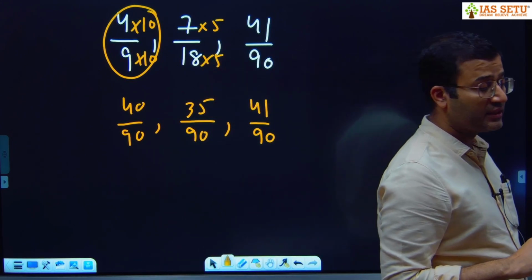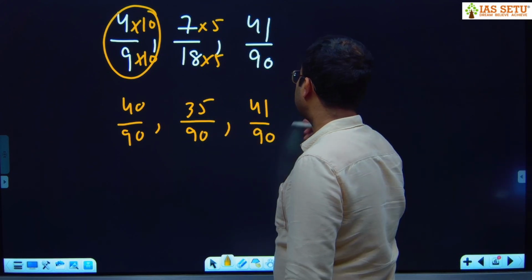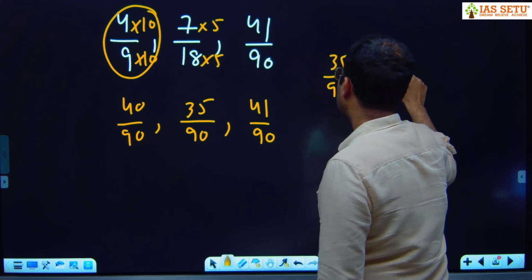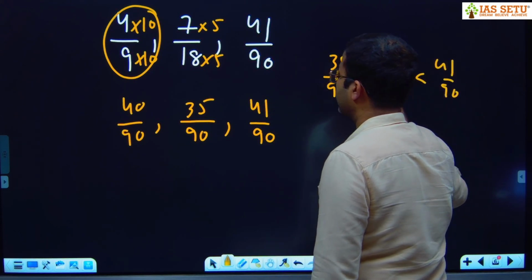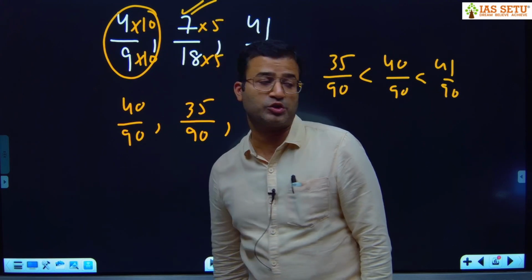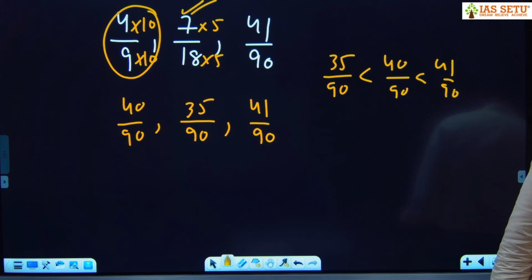Tell me which one is the smallest here. 35 by 90 is smaller than 40 upon 90, is smaller than 41 upon 90. So you can say this one is the smallest. 7 upon 18 is the smallest fraction here. Fine.